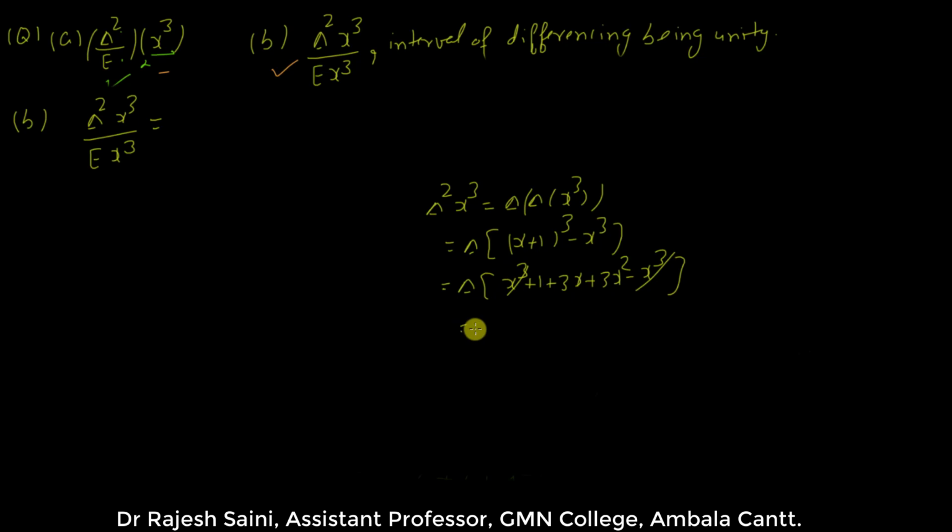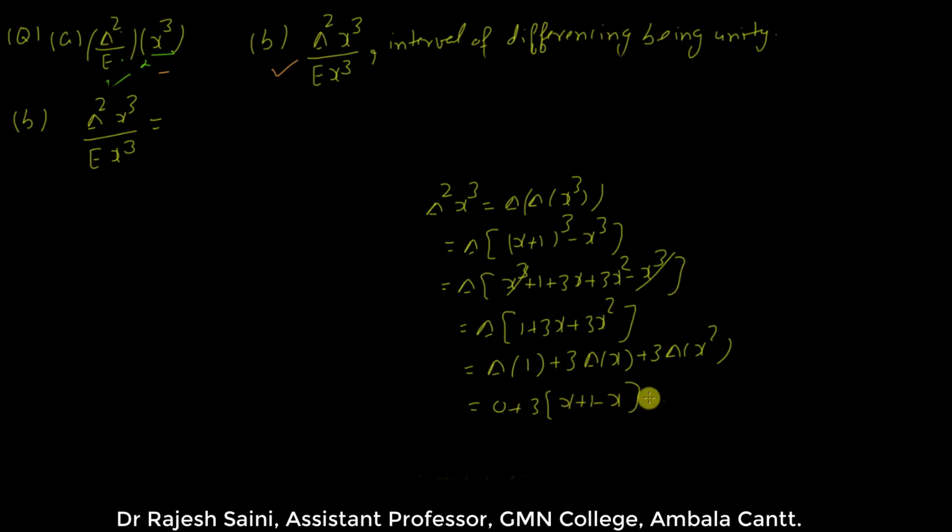This will cancel out. This will be 1 plus 3x plus 3x square. So this delta will be distributive. 3 will come out. Done. The delta of a constant is 0. Delta of 3x can easily be written as 3 times x plus 1 minus x. It can be written as x plus 1 whole square minus x square. Done. This x cube to x cube will cancel out. This will be 3. Fine.